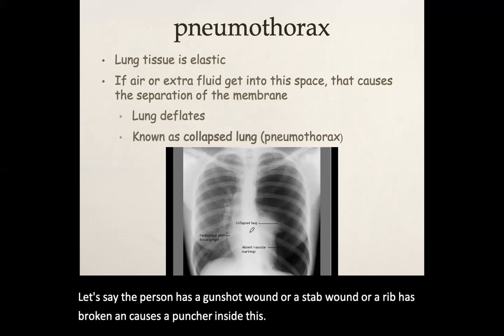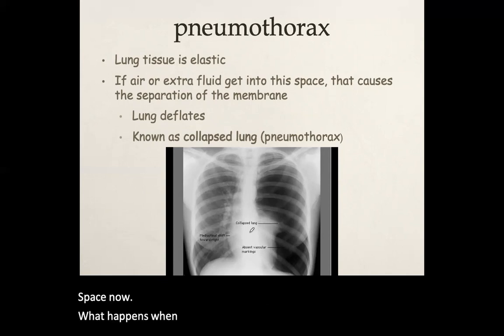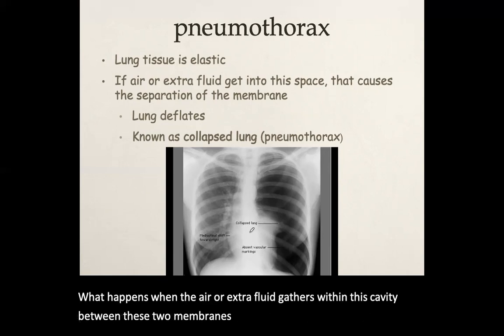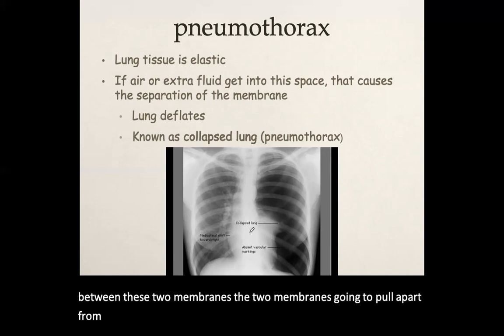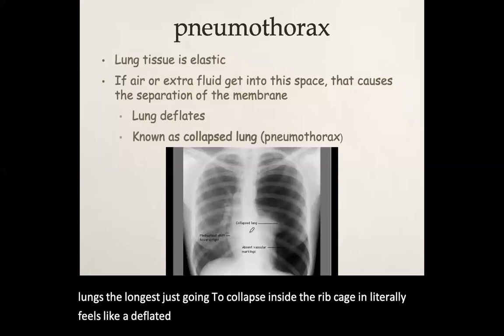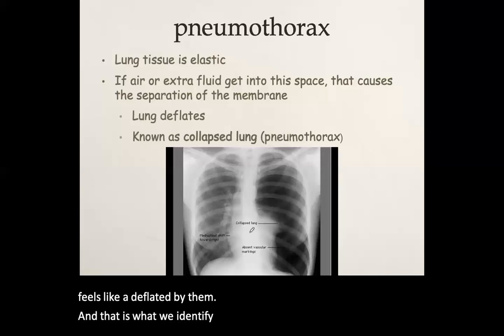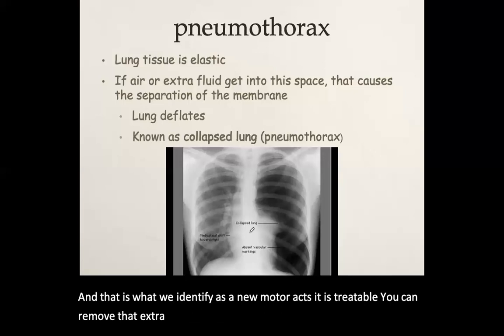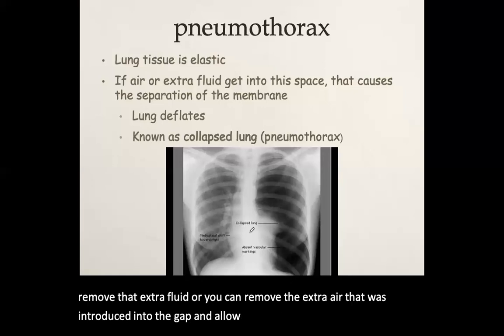Now, what happens when the air or extra fluid gathers within this cavity between these two membranes? The two membranes are going to pull apart from each other. And because again of the elastic nature of your lungs, the lung is just gonna collapse inside the rib cage. It literally feels like a deflated balloon. And that is what we identify as a pneumothorax. It is treatable. You can remove that extra fluid, or you can remove the extra air that was introduced into the gap and allow the lung to inflate back to normal.